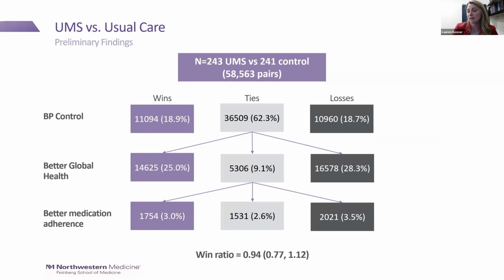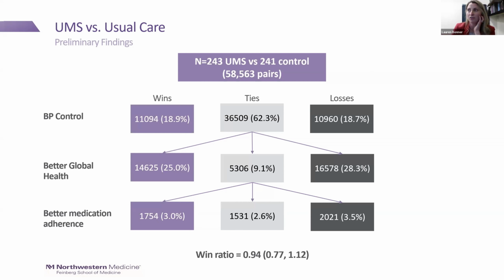So ultimately, this resulted in a win ratio of 0.94, so very close to a null value of 1. And you can see the confidence interval there overlapping with the null value. So not a statistically significant finding here, which we weren't totally surprised by given the primary and secondary analysis results as well. A couple of things to mention here.